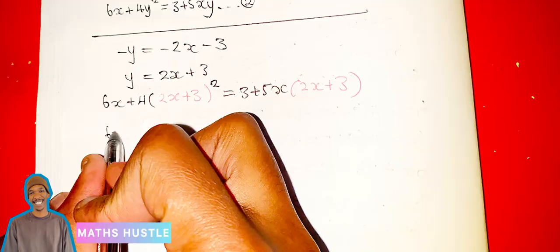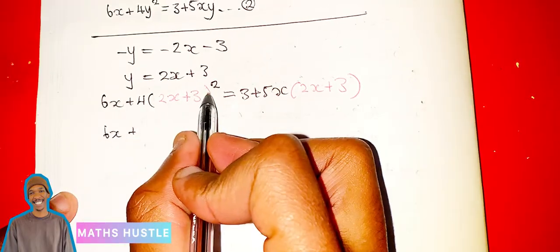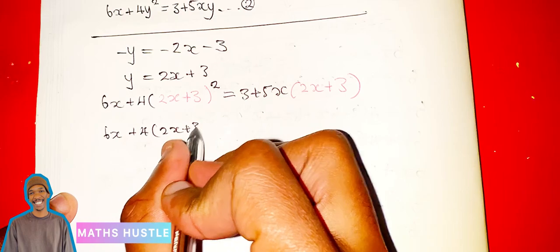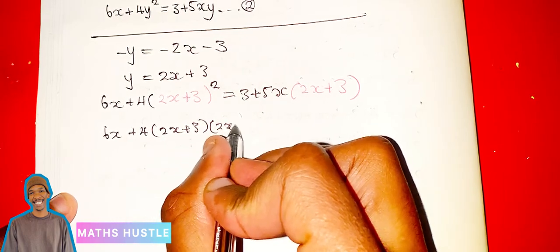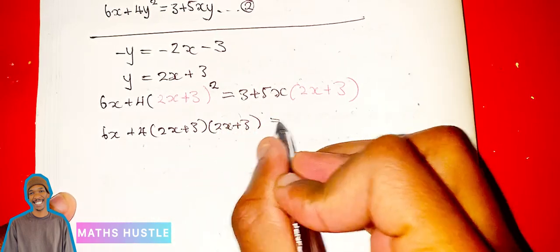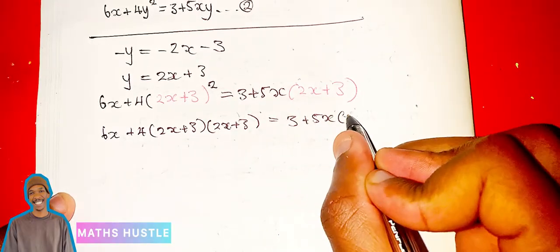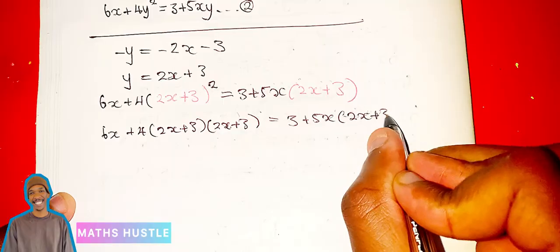So you have 6x. You expand this bracket, 2x plus 3, 2x plus 3. You have your 3 plus 5x, 2x plus 3.